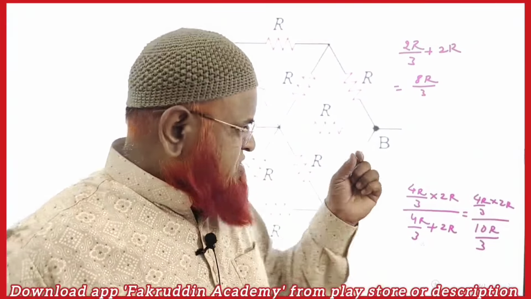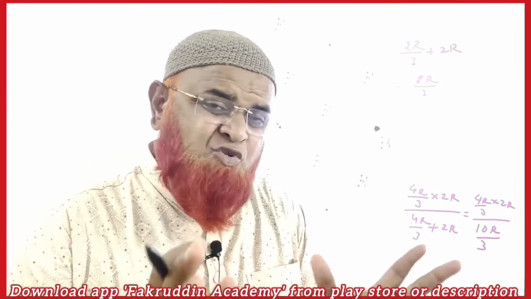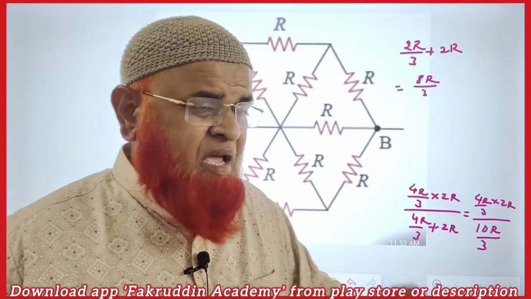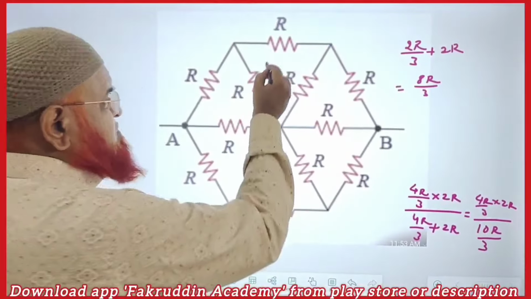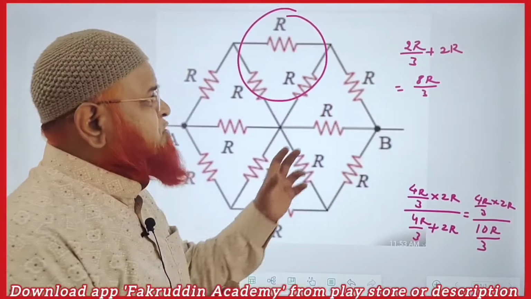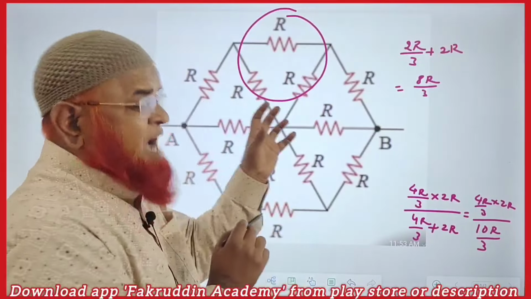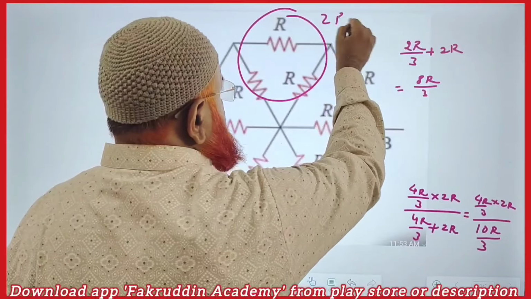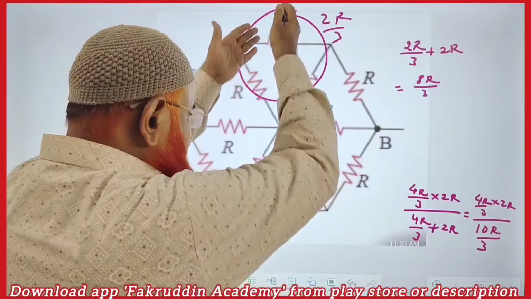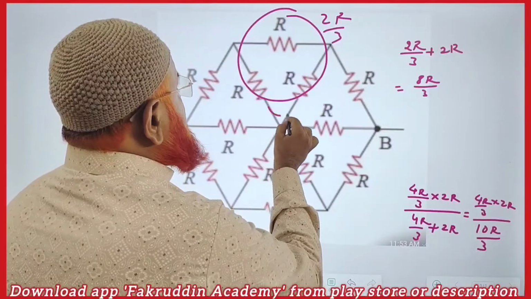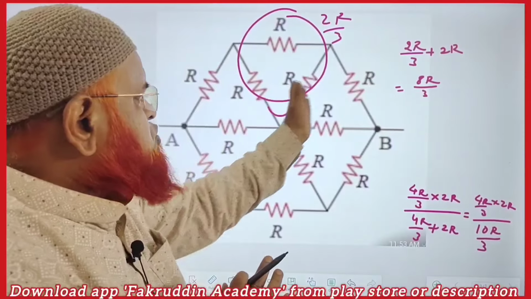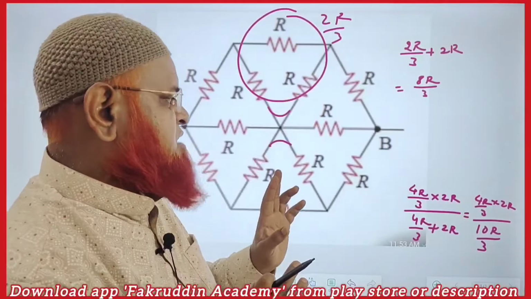My dear students, this is a problem asked by many students. I am going to discuss this in a super simple way. You can just see here, this is 2R and this is R. This much part of the circuit has the answer 2R by 3 because this is 2R and this is R. As this is a symmetrical figure, we will cut these connections here and there is nothing here. So this is 2R and this is R, which gives you 2R by 3.